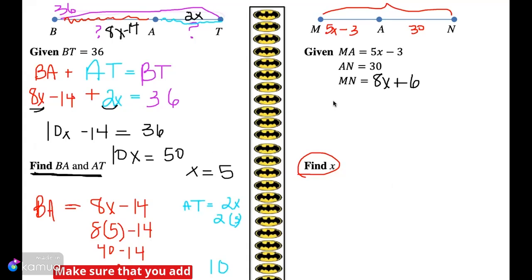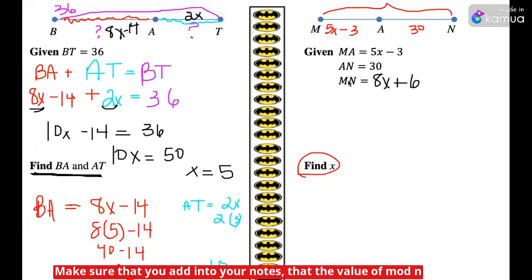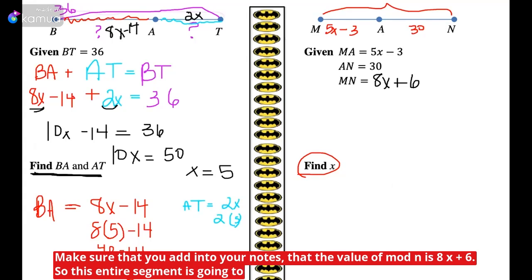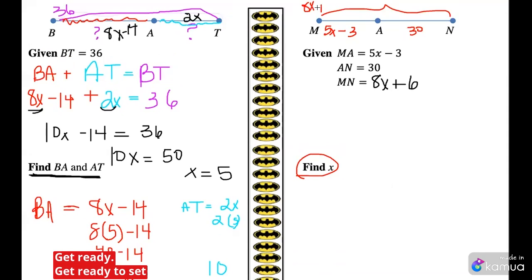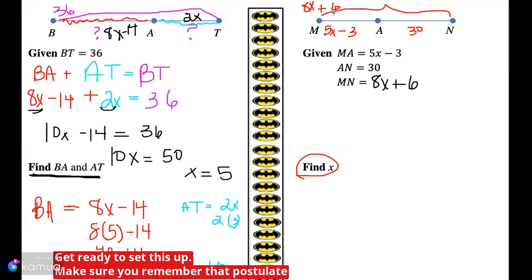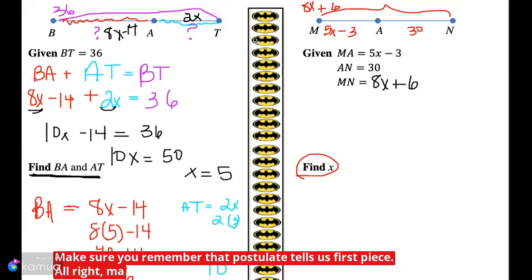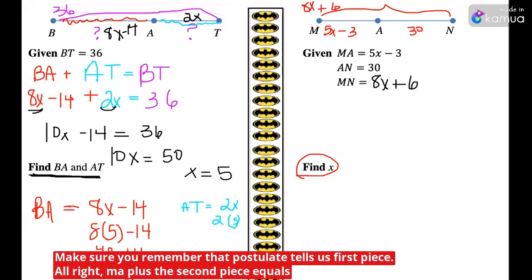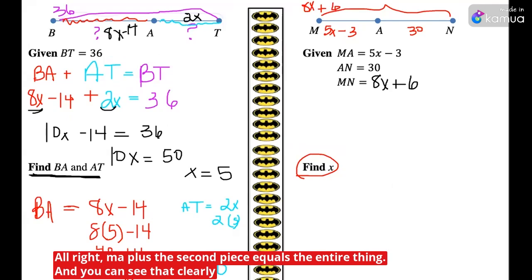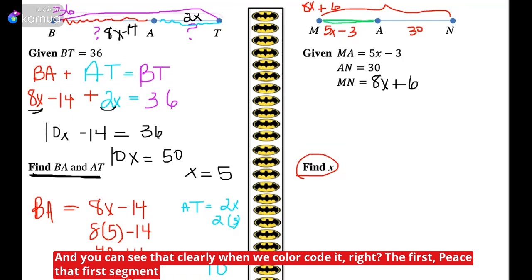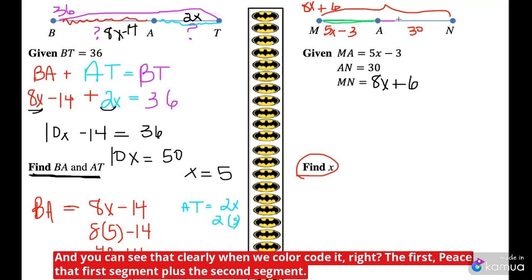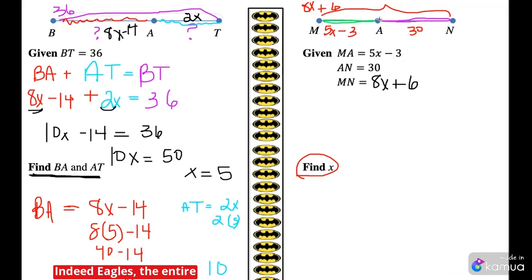Make sure that you add in to your notes that the value of MN is 8x plus 6. So this entire segment is going to be 8x plus 6. And get ready to set this up. Make sure you remember that postulate tells us first piece, MA, plus the second piece equals the entire thing. And you can see that clearly when we color code it, right? The first segment plus the second segment indeed equals the entire segment.